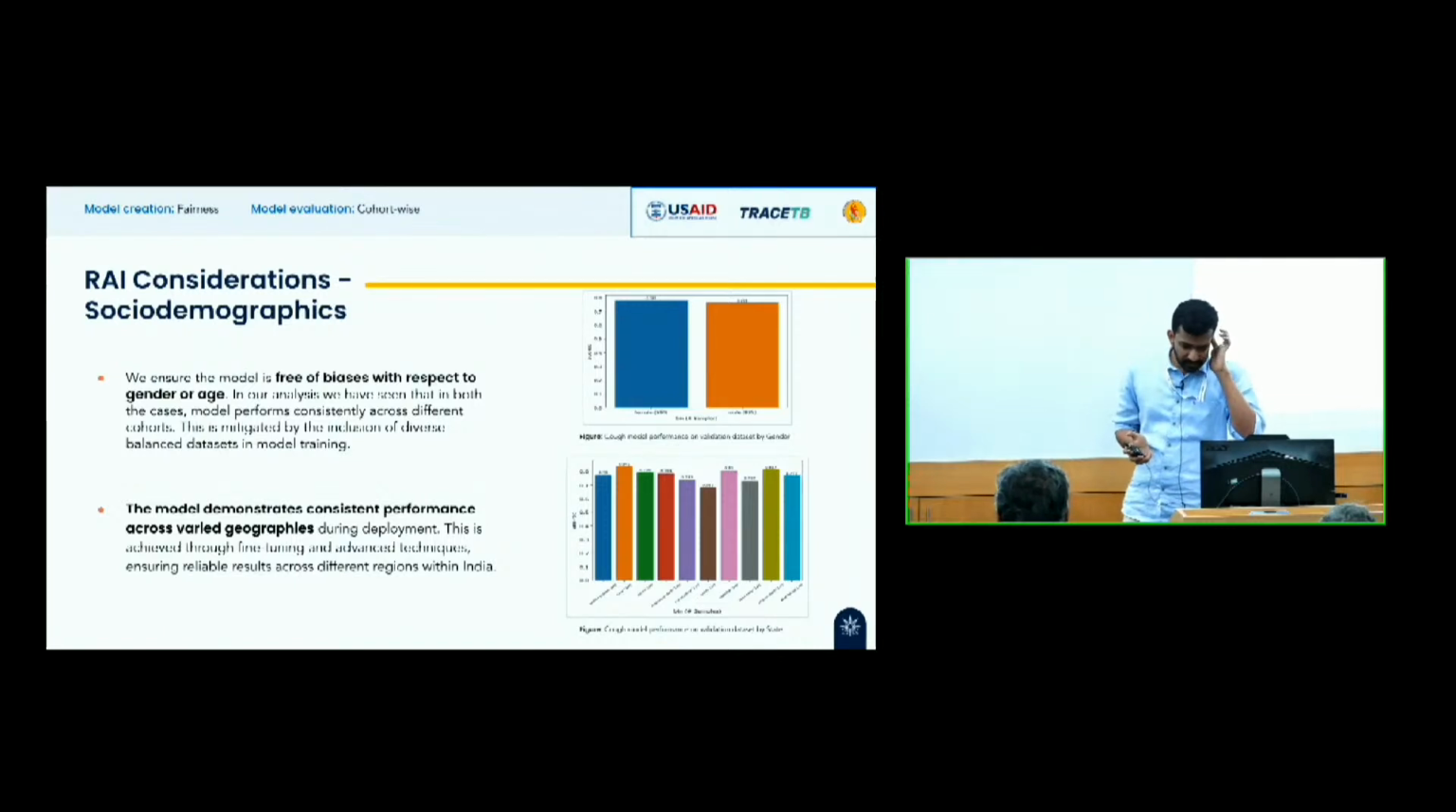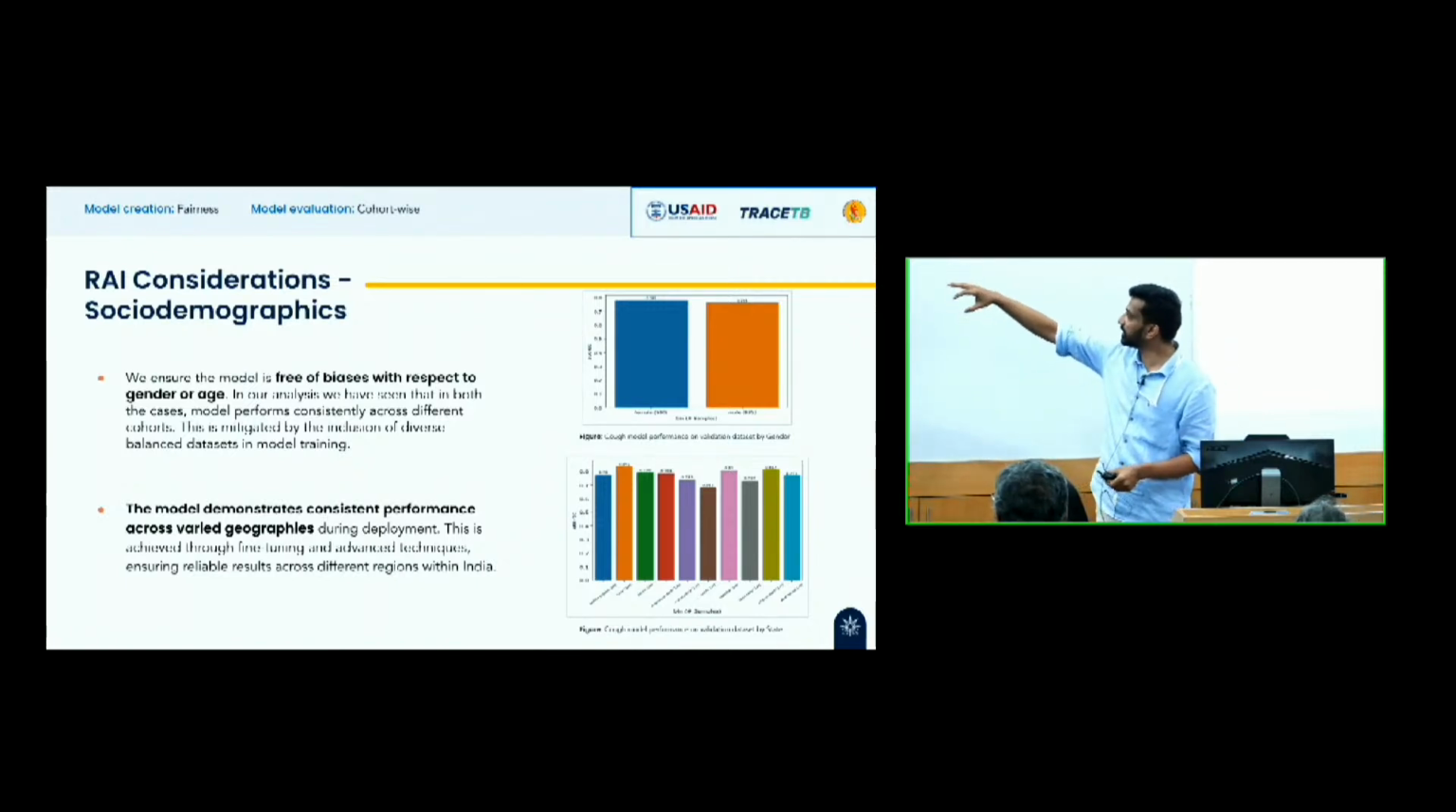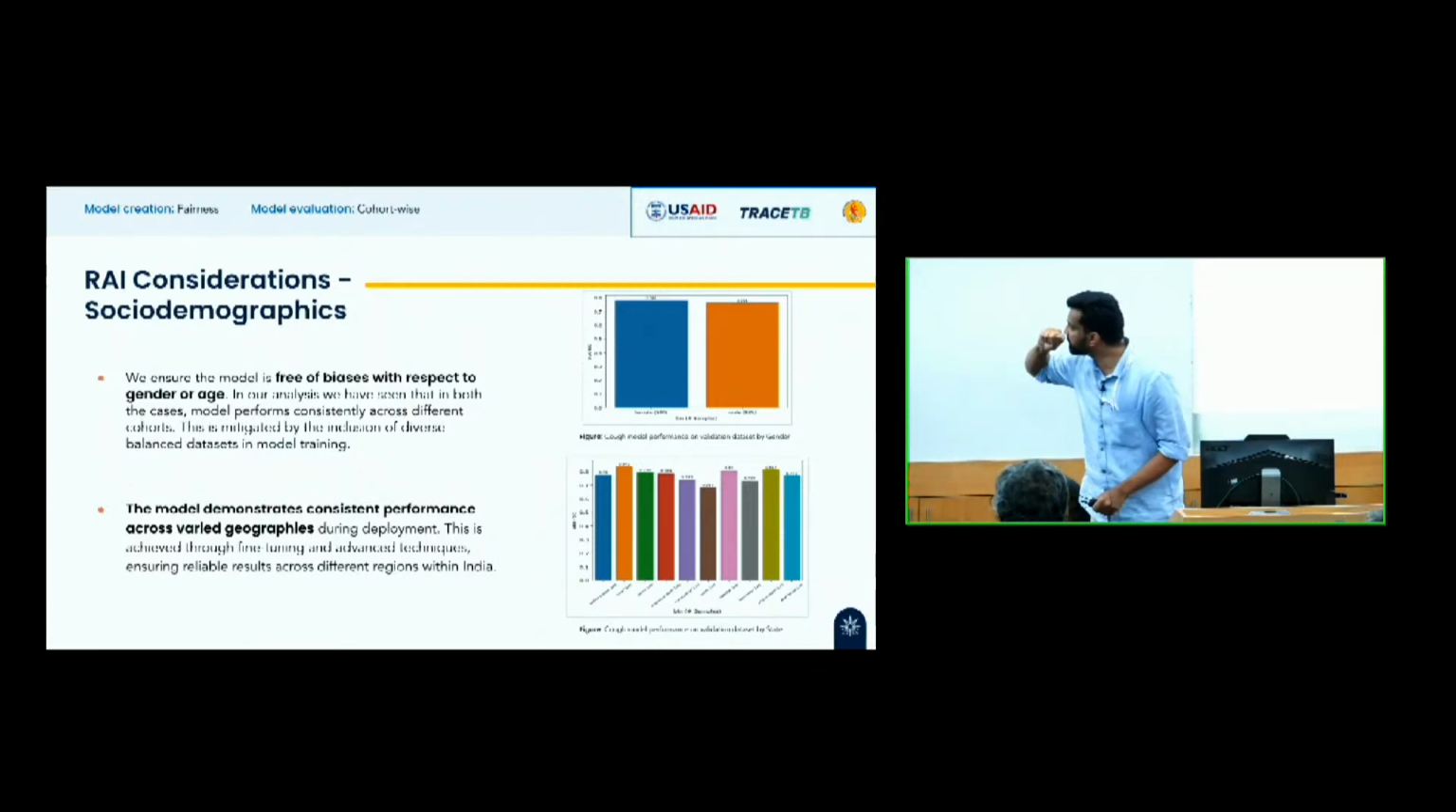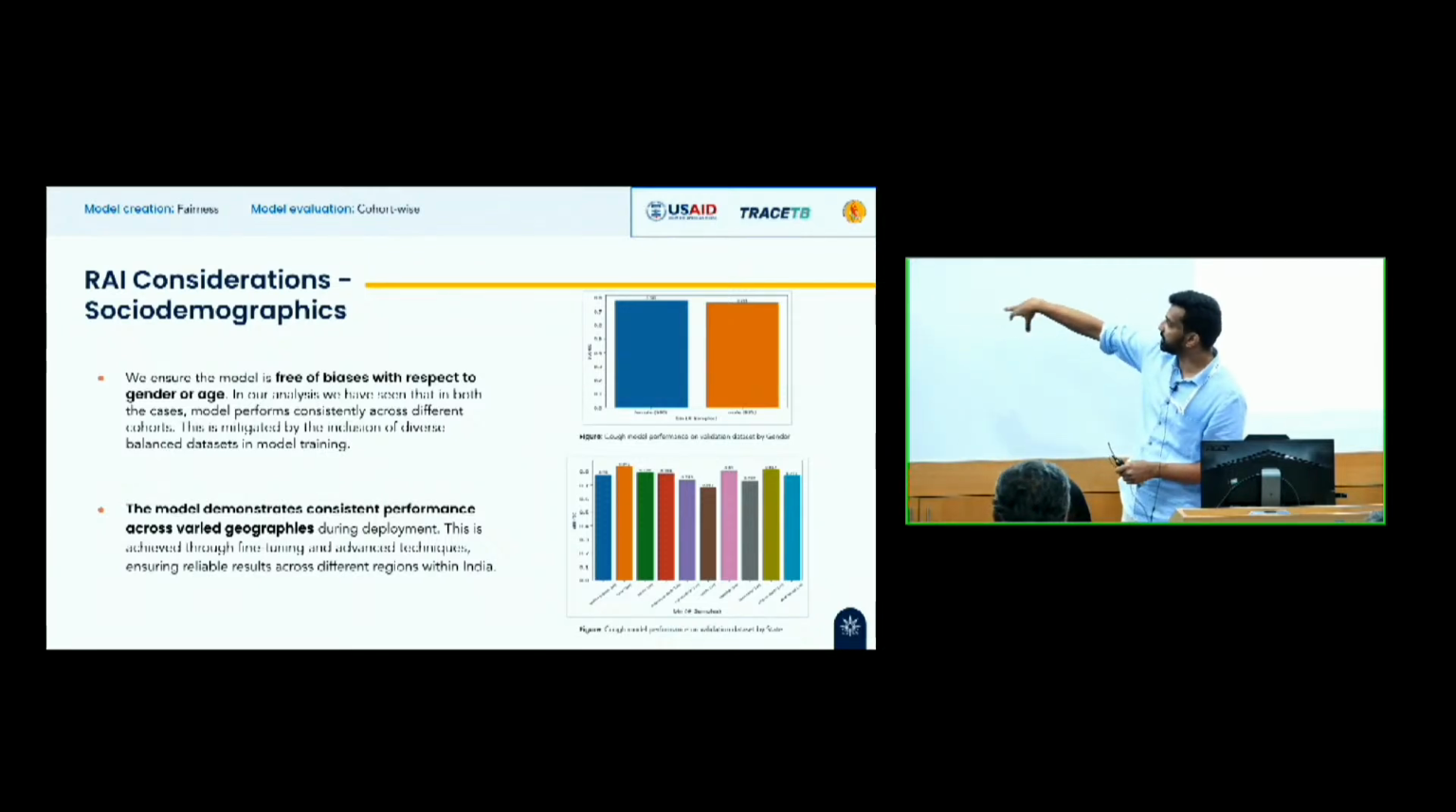The other responsible AI considerations include cohort-wise analysis of your performance metrics. As you can see, for the female and male cases we have comparable performance, and for different geographies, for different states, I can't read it, but you can see the performance is somewhat comparable. This is not by virtue of the initial training we did; for each state we had to fine-tune our model based on the data we collect from there. It's not that the initial data we collected magically performed well on all states.